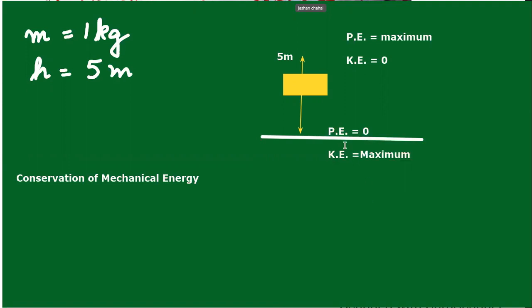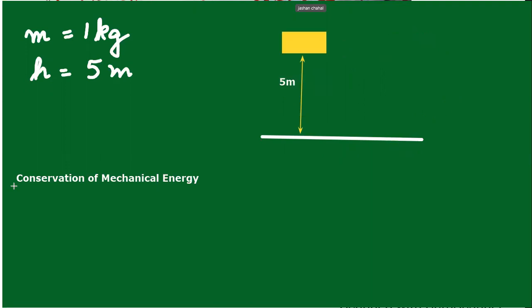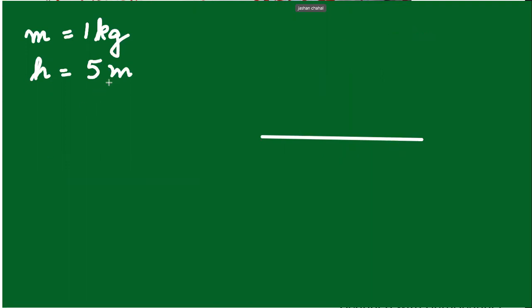So now kinetic energy is maximum. That means, suppose potential energy is 1000 joules at a height. When the object strikes the ground, potential energy will be 0, but kinetic energy will become 1000. This is known as conservation of mechanical energy. So in this second question, we will be using the concept of conservation of mechanical energy.